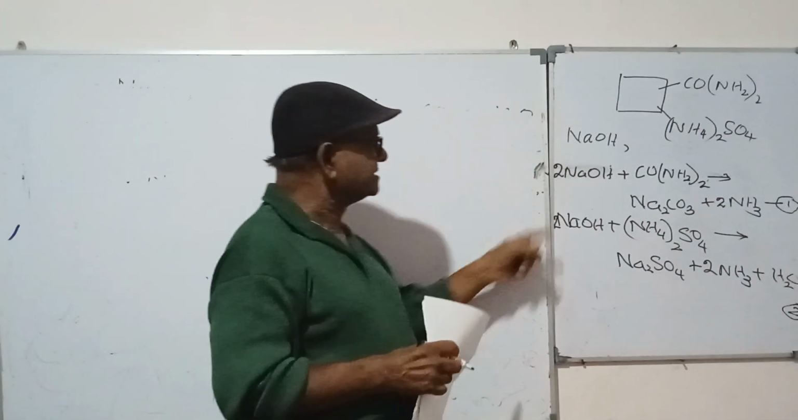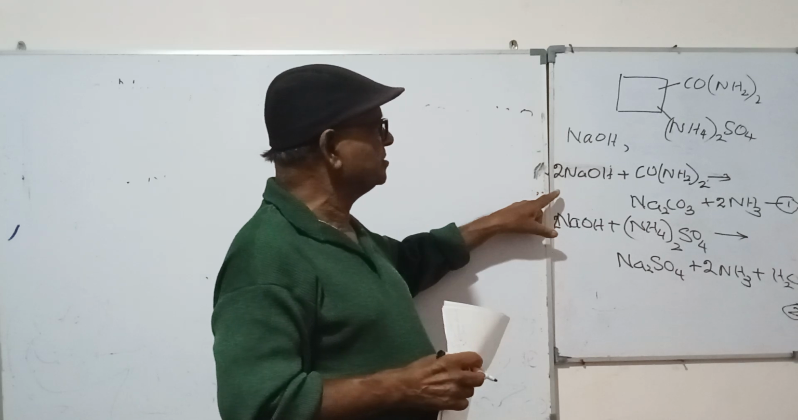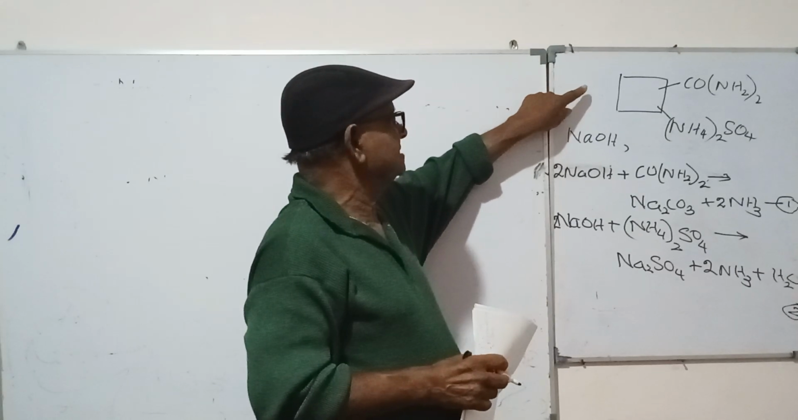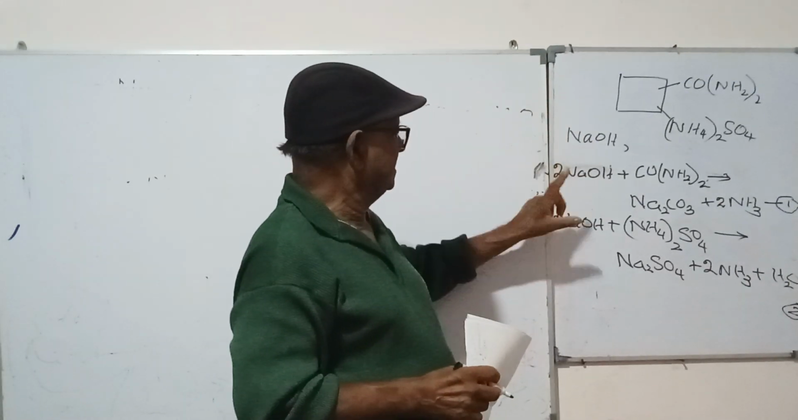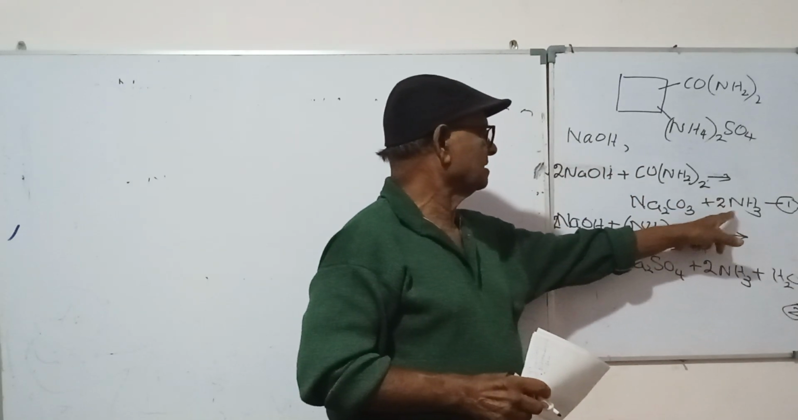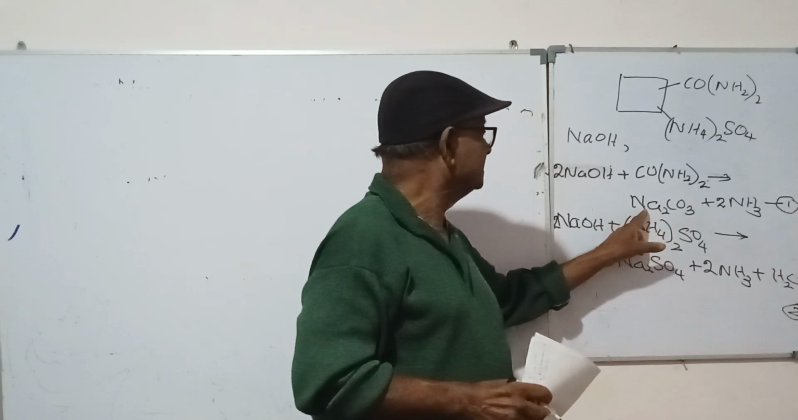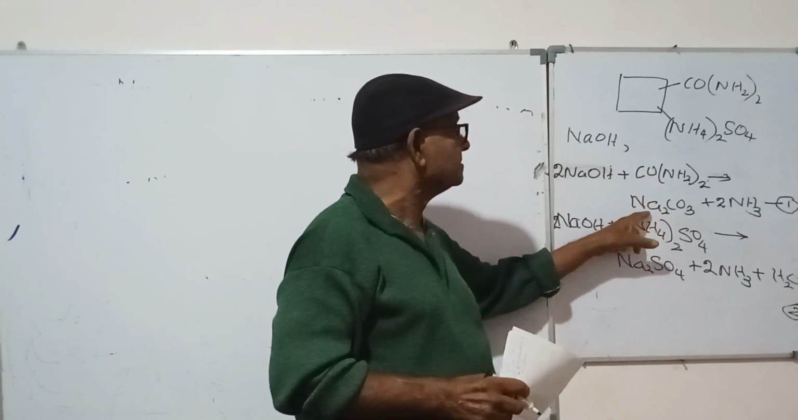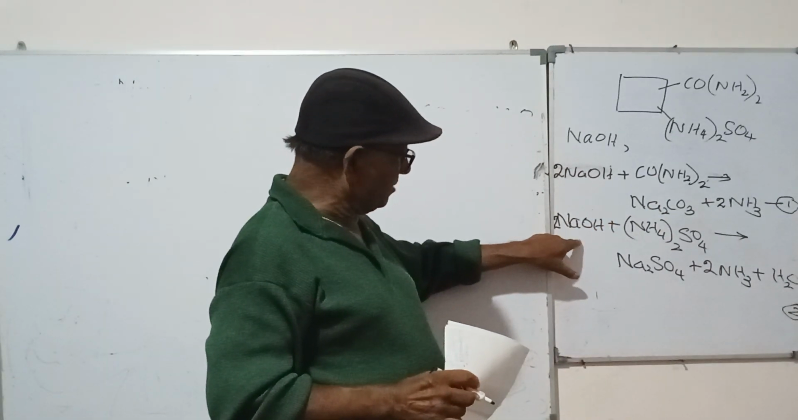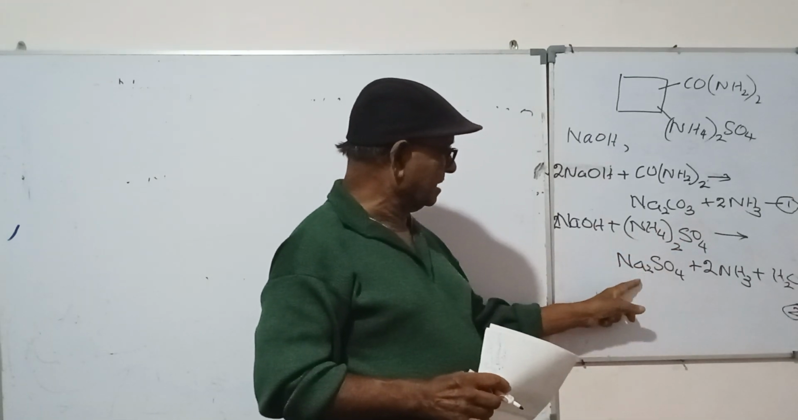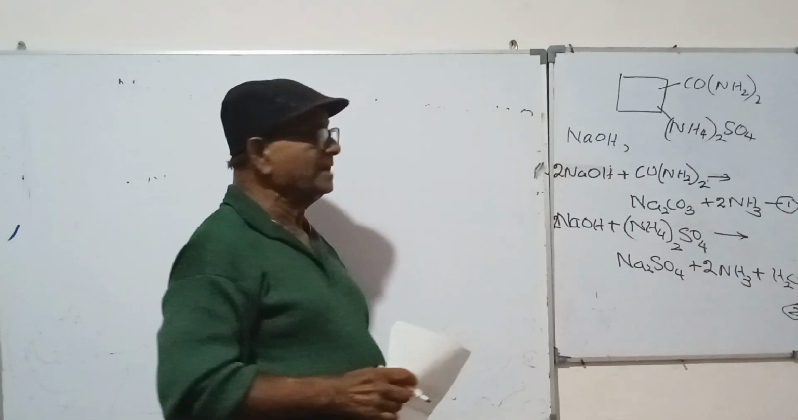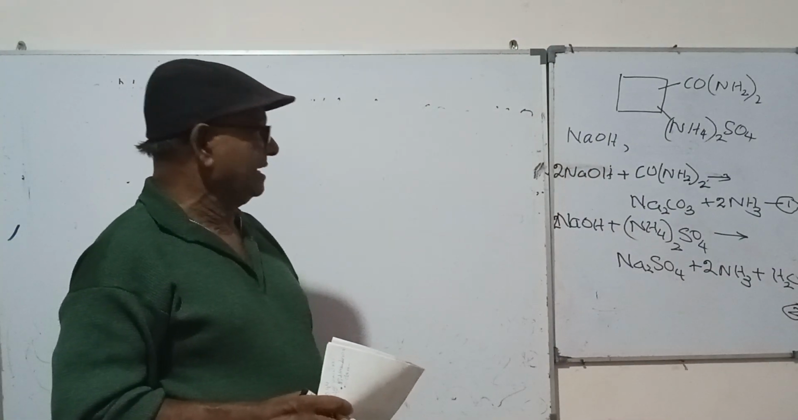These are the relevant reactions for the fertilizer mixture with sodium hydroxide. Urea gives with NaOH ammonia and sodium carbonate. Urea gives only sodium carbonate, not even water. NaOH with ammonium sulfate gives sodium sulfate, ammonia and water. Right? These are the two balanced equations.